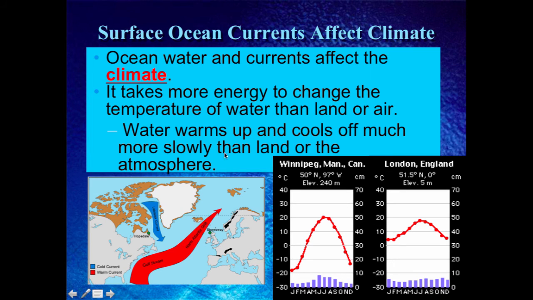So if you look at this picture, you can see this cold ocean current that's coming down, where the Gulf Stream is going up. If you look at London compared to Maine, right here, Maine is going to have warmer water than London.